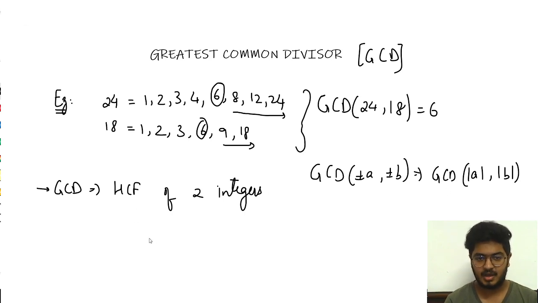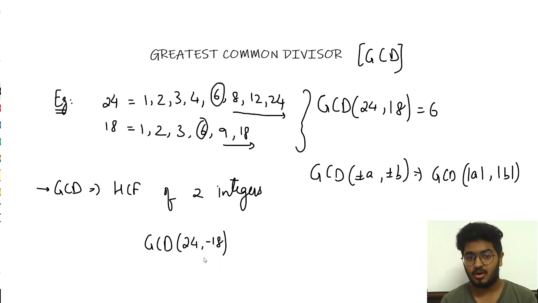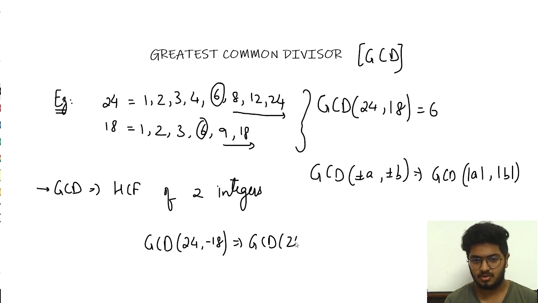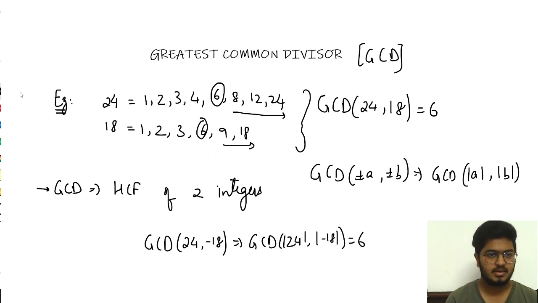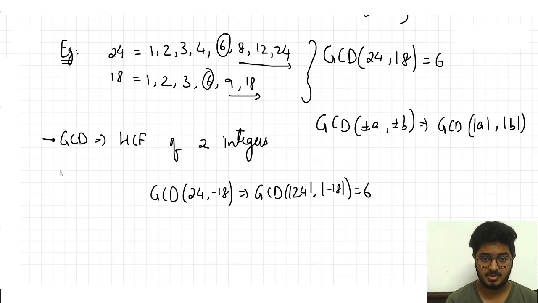For example, if I have to find the GCD of 24 comma minus 18, I don't go on again finding out the factors of 24 and minus 18 differently. I just write it as the GCD of mod 24, comma, mod minus 18, which makes it plus 18, which is equal to 6. This is the one property you need to keep in mind.